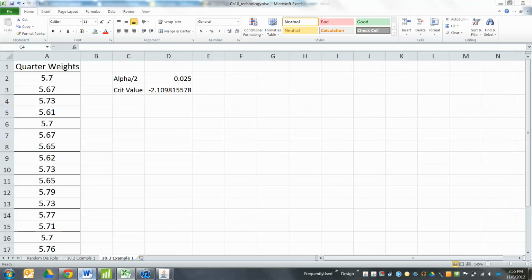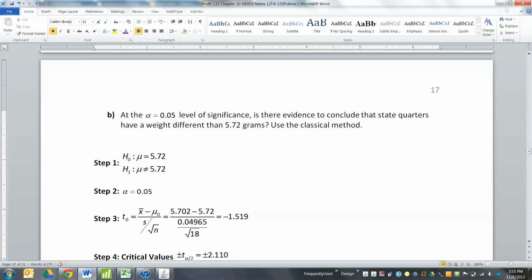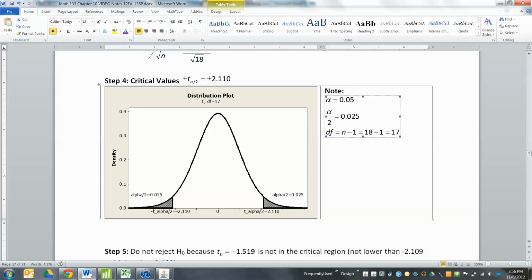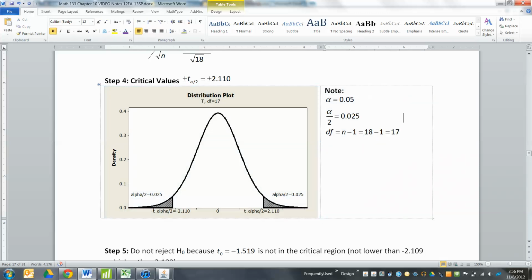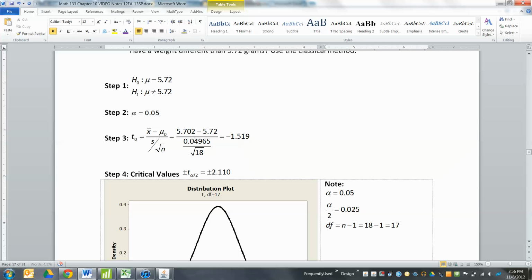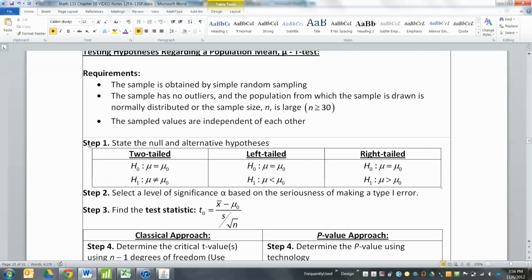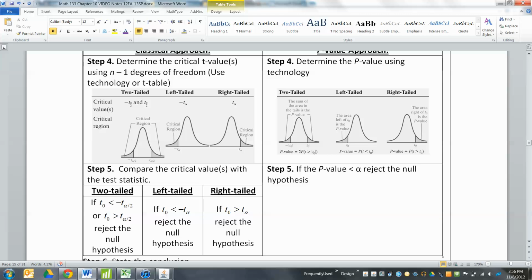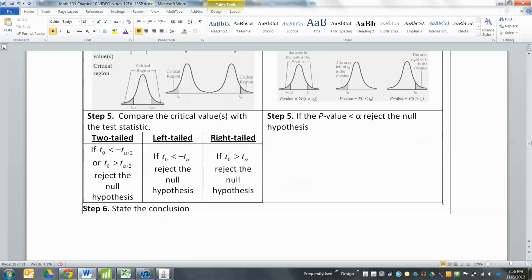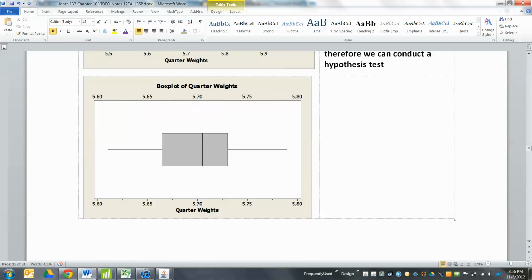Matter of fact, I'm going to make a note of that somewhere. Hold on one second. There we go. Now I made a note of it so we can all spot it. We had degrees of freedom equal to 17, n minus 1, 18 minus 1 is 17. Alpha over 2 is 0.025. We're doing the over 2 thing because this is a two-tailed test. If it was a one-tailed test, let me scroll down, you can see you just use the whole alpha, right? But when it's two-tailed, you've got to use alpha over 2, just like we did with confidence intervals.